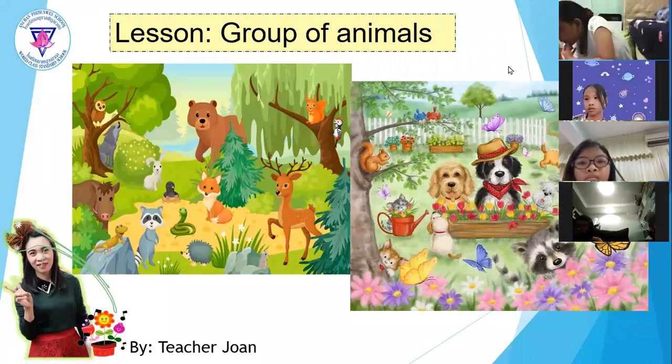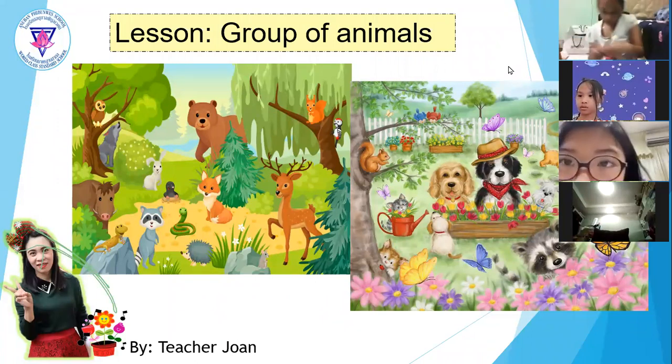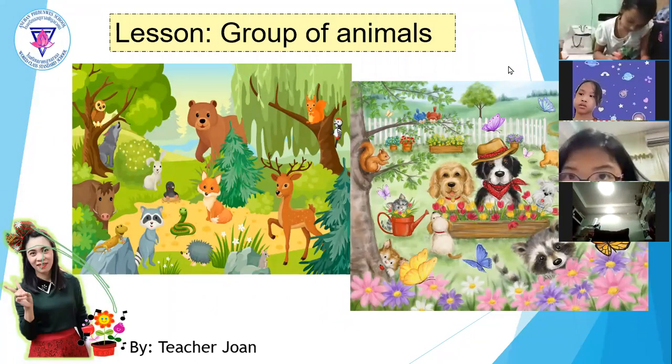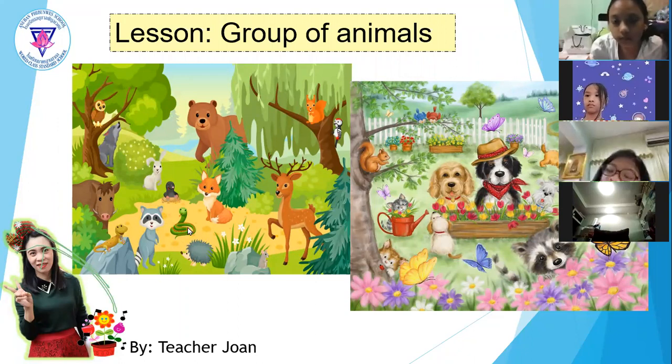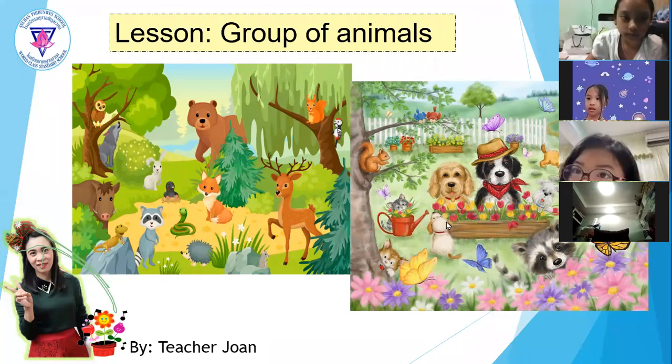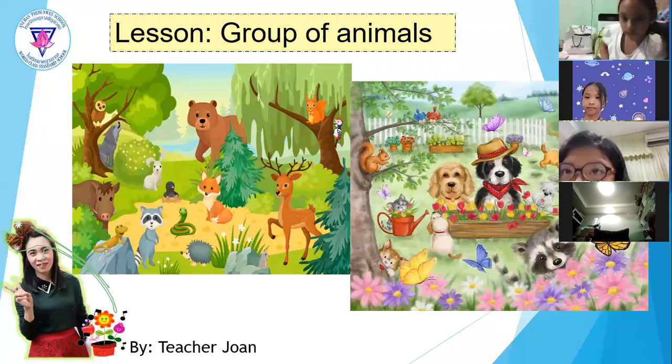Now, as you can see, we have different kinds of animals in the pictures. We have animals in the forest and we also have animals in the garden. So we have the deer, the fox, the bear, squirrel, owl, wolf, rabbit, mole, snake. We also have wild boar, butterfly, dogs. So these are different kinds of animals that we can see in different places.